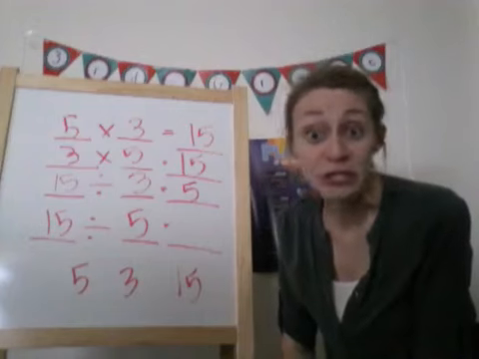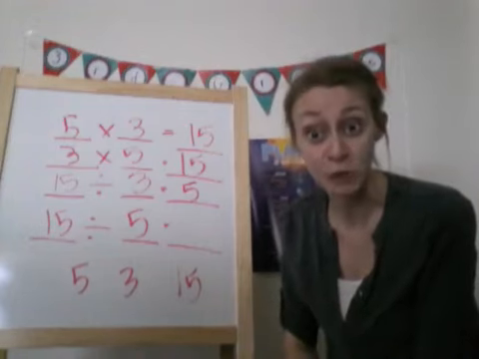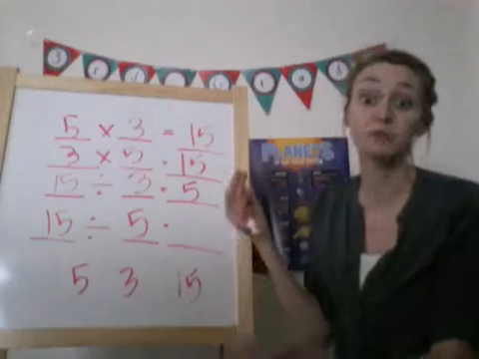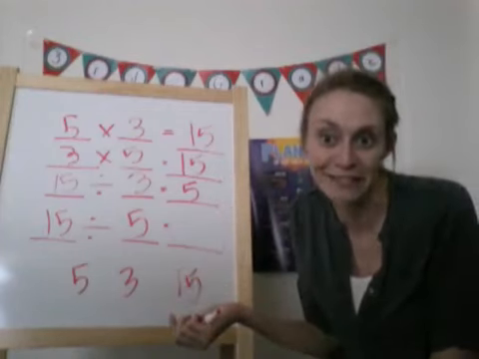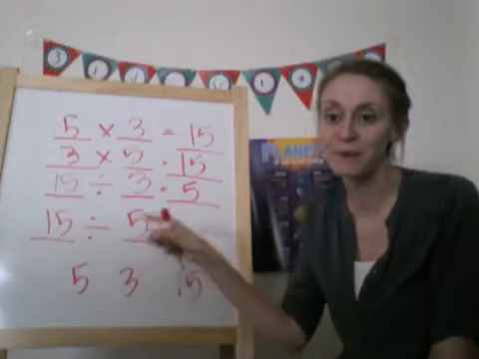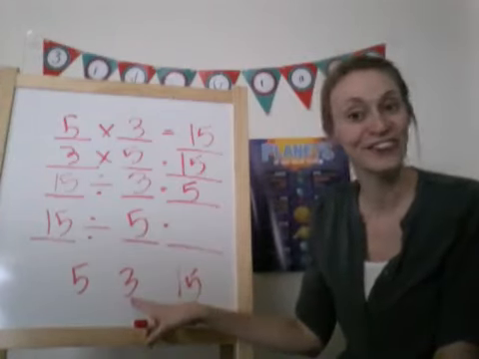Once again, we can use the strategy that we've been learning using our multiplication. 5 times what equals 15, or we can just look at the number we haven't used yet. 15 divided by 5 equals 3.